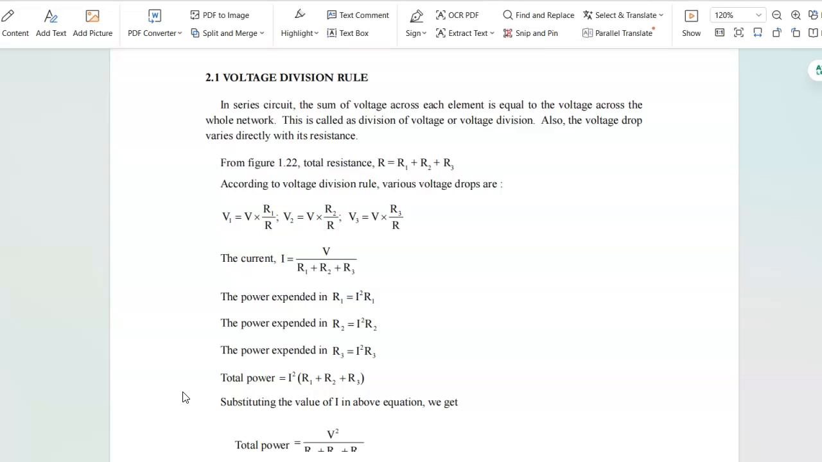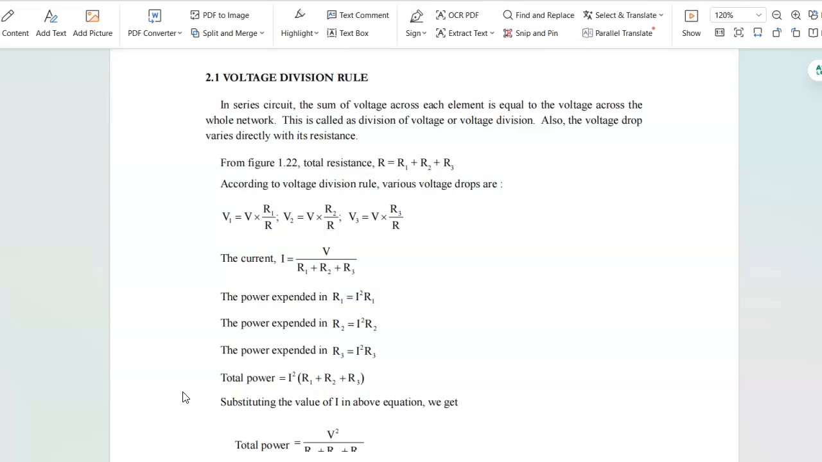So in series connection, the current flowing through all the elements will be equal. And also in series connection, the sum of voltages across each element is equal to the voltage across the whole network. So this is called division of voltage or voltage division. Also, the voltage drop varies directly with its resistance.